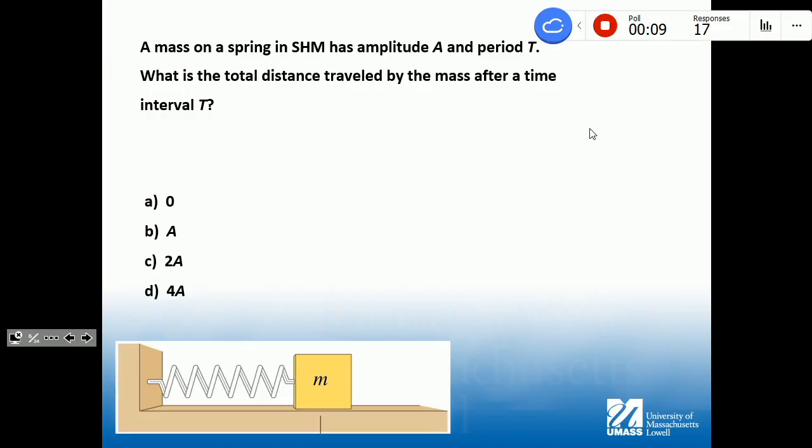Remember, amplitude is described as the total distance from the equilibrium position, right? The total displacement from equilibrium. So, how many amplitudes are covered in one time interval T? One time interval T is the time taken for one complete oscillation. So, what is the actual distance traveled by that mass in one complete oscillation? The displacement will be 0, right? In one complete oscillation, it's back to where it started, right? But the distance is not 0.